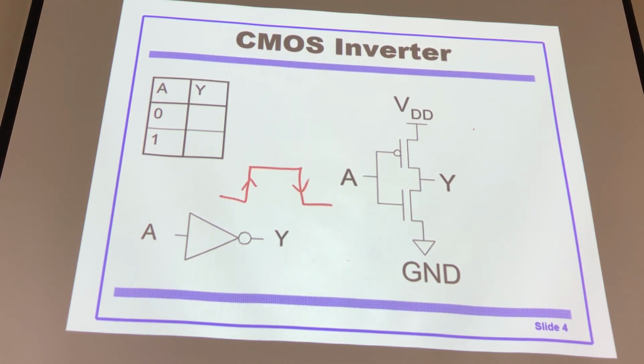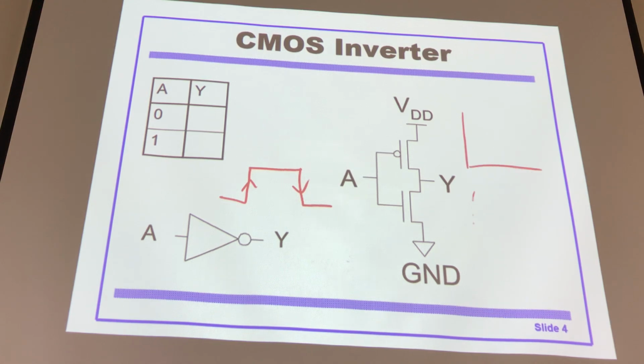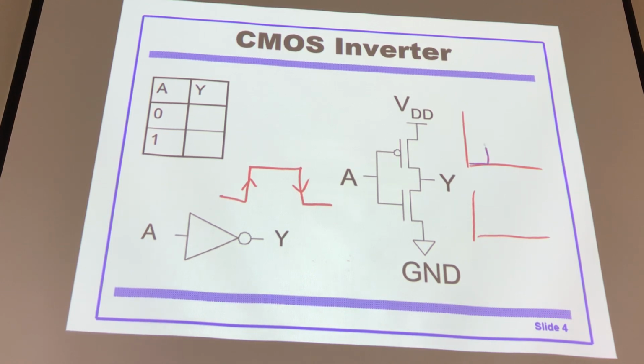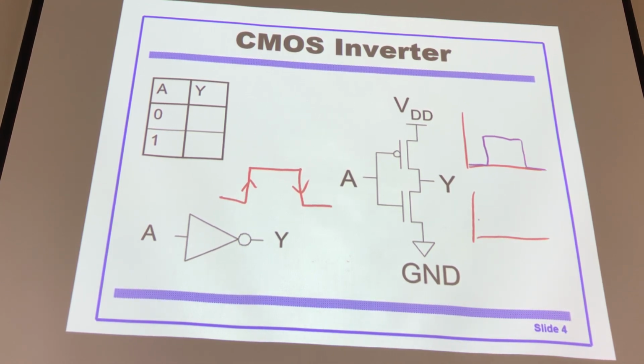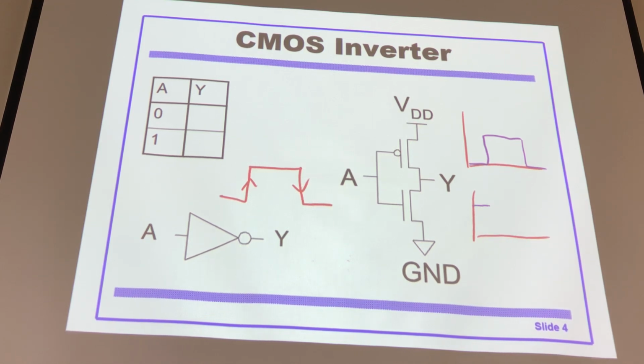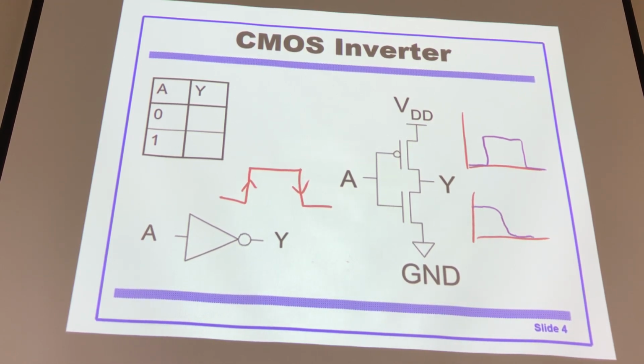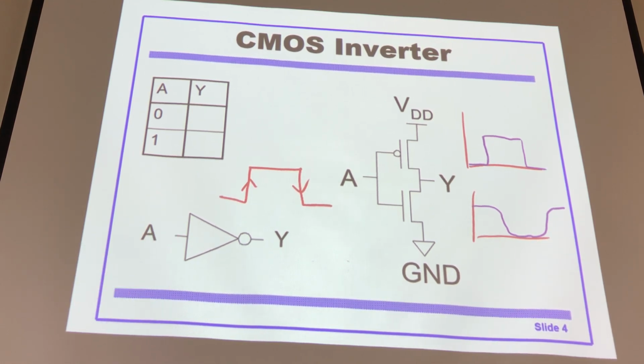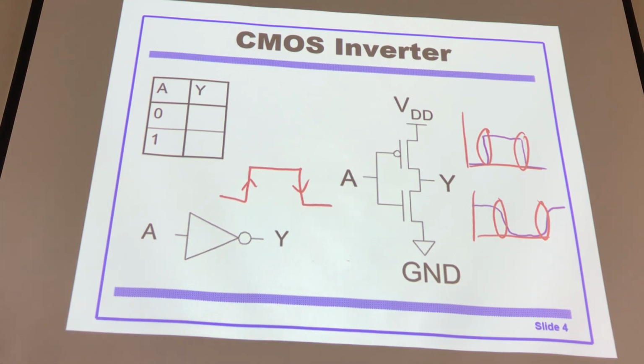Let's draw the waveform. Input and output. The input goes from low to high, from high to low. The output is something like that. And when you are switching, you consume some power. When you are not switching, there's almost no power consumption.